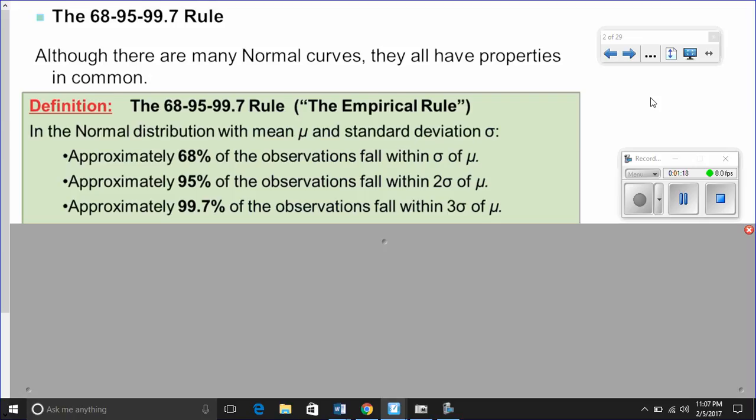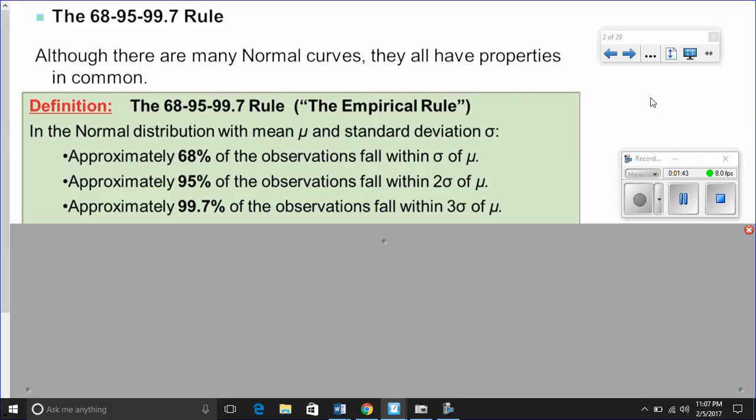So the rule for normal distributions is called the empirical rule, and sometimes we call it the 68, 95, 99.7 rule. But what this says is that 68% of all observations fall within one standard deviation of the mean. And this only applies to normal curves. It's not all density curves. They have to be normal.